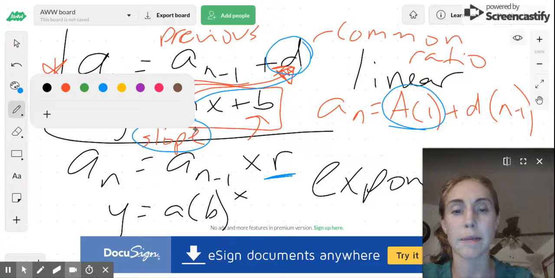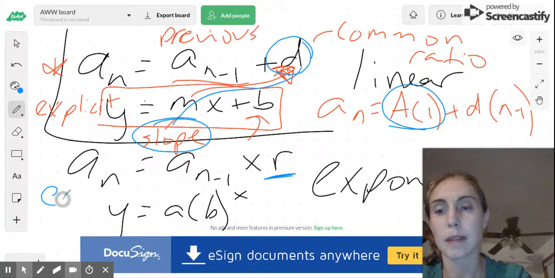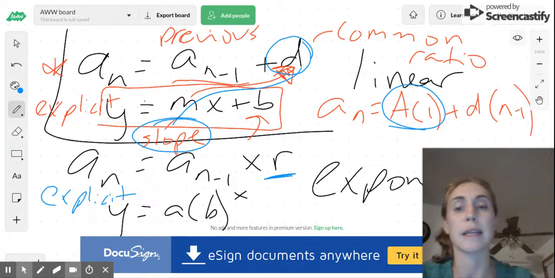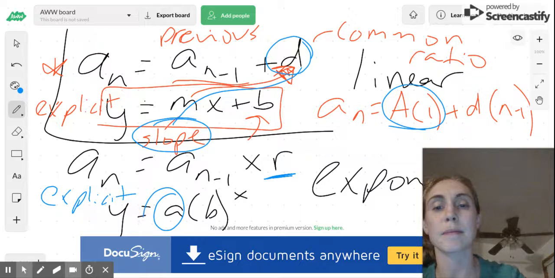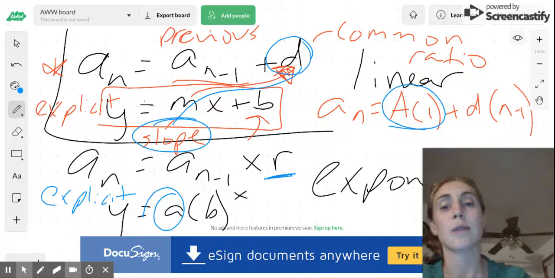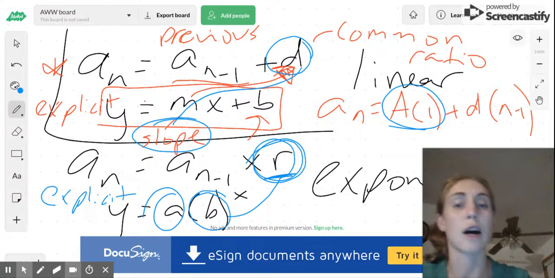I'm having trouble writing. There we go. The explicit formula for that is this: y equals a times b to the x, where a is the initial value of the function when x is 0, and b is that common ratio.